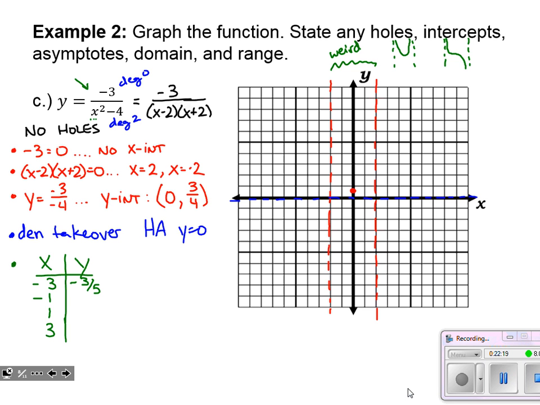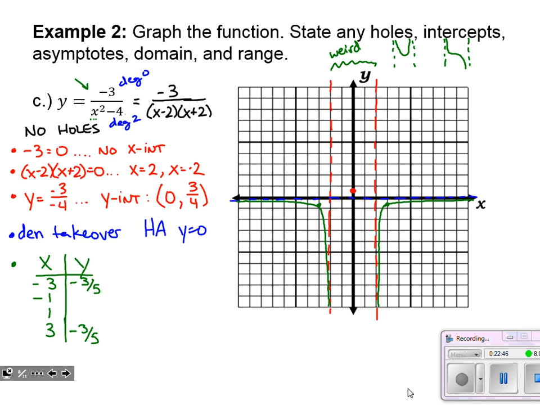So at negative 3, down here at negative 3/5, I know what this portion of my graph is doing. It gets drawn towards the asymptotes and away from there. Likewise, if I plug in a positive 3, I'm going to get the same result. It'll be negative 3 over 9 minus 4 again. So I get that same value, and my graph starts to take on a little bit of symmetry here.